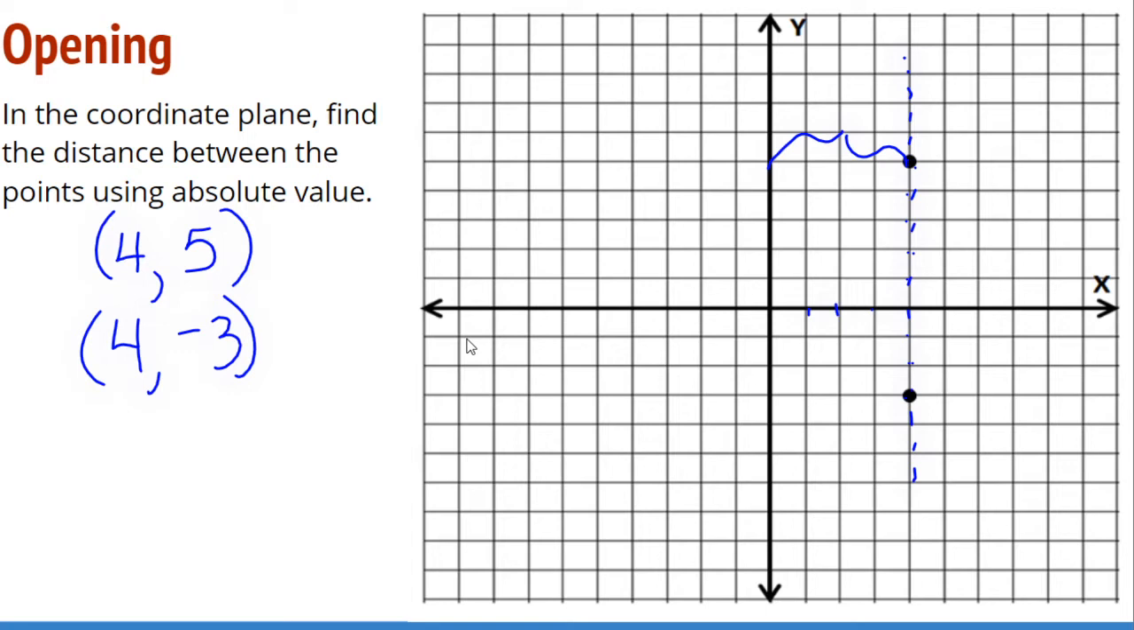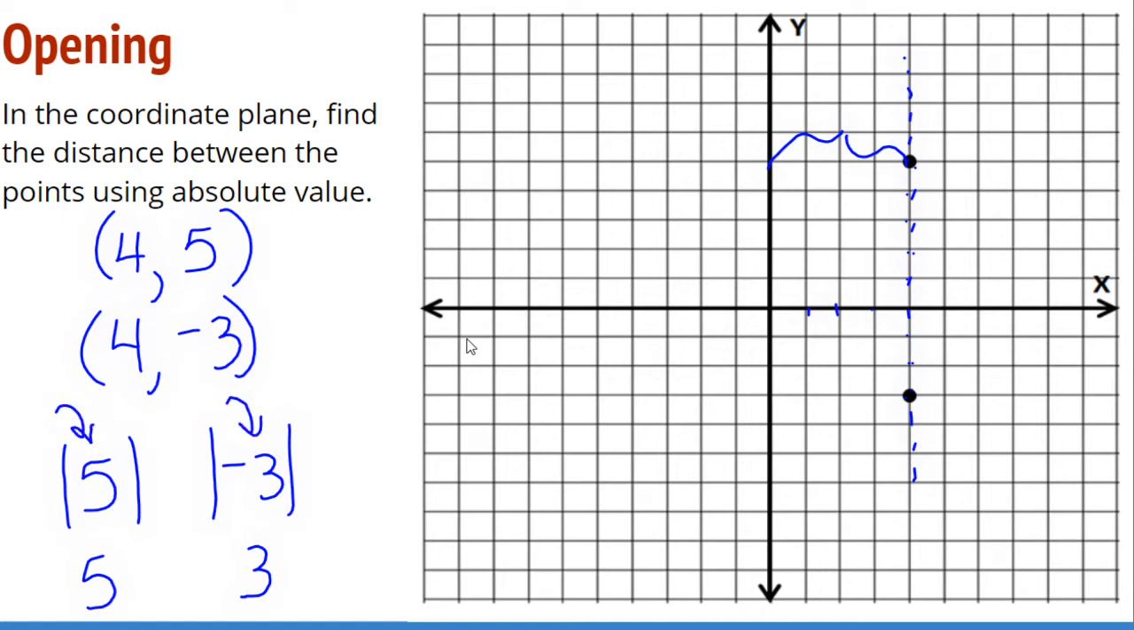I have distances from the x-axis. One of them is a distance of 5 from the x-axis. One of them is a distance of 3 from the x-axis. They are on opposite sides of the x-axis. I know that because one of them is a positive number and one of them is a negative number, so they're on opposite sides of the x-axis there. So I can add them together to find that they are 8 units apart. 8 units from each other.